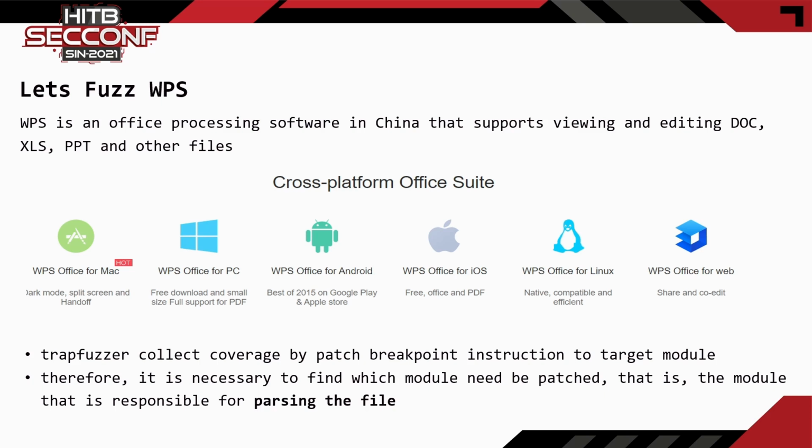In the previous introduction, we learned that trapfuzzer will trace a program by patching the executable file with breakpoints. So we need to find the module that needs to be instrumented before fuzzing, which is the module responsible for parsing the input file. Next, I will introduce how to quickly find the file parsing modules in target software.